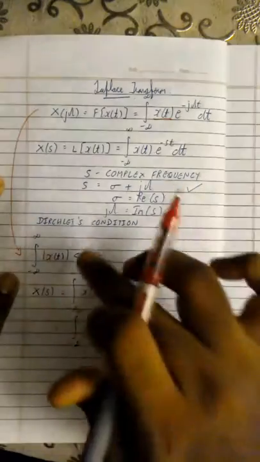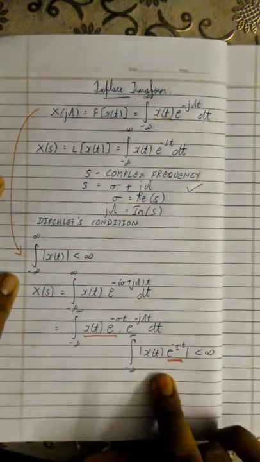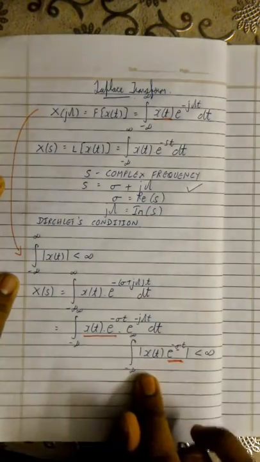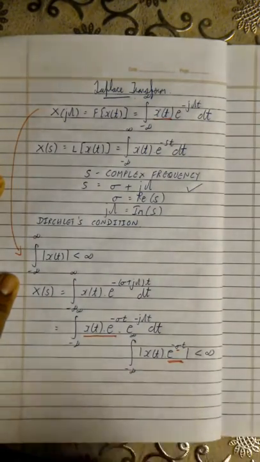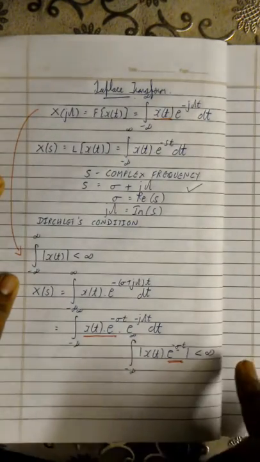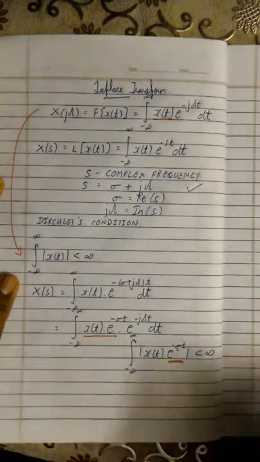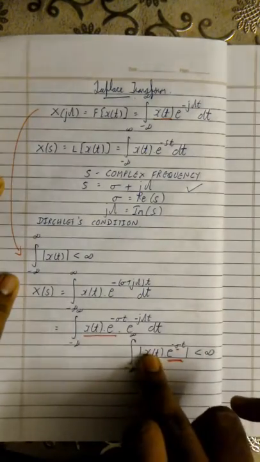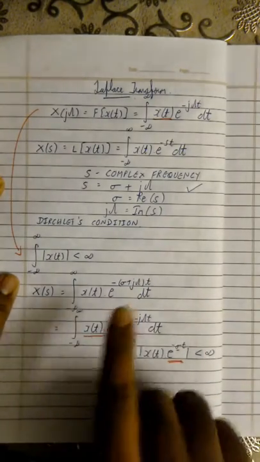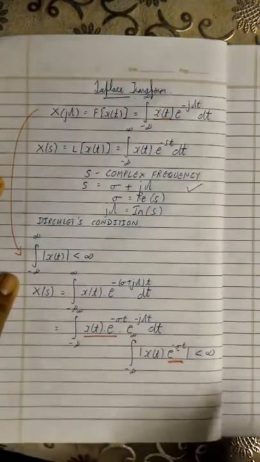That means in the case of Fourier transform, if the signal cannot be integrated, then you cannot find its Fourier transform. Whereas here, if the signal x of t cannot be integrated, then we can define the value of sigma such that this equation can be integrated. So the Laplace transform exists for some signals, whereas the Fourier transform does not exist for that very same signal.